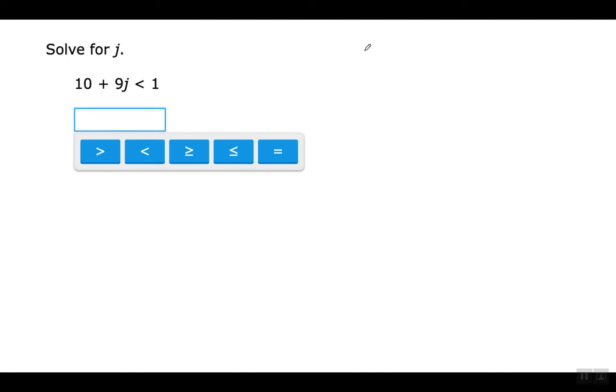Let me write it over here so I could work it out. So we're trying to get the variable j alone on one side of the inequality. The inequality is this sign right here. That's the inequality. Alright, so I want to get the variable j alone. That means I got to get the number 10 and the number 9 to the other side of the inequality. You got to move them in the right order. If you move them in the wrong order, you're going to get it wrong.